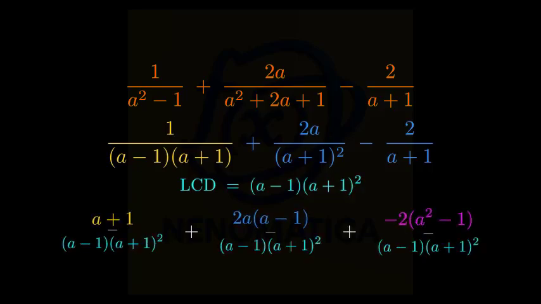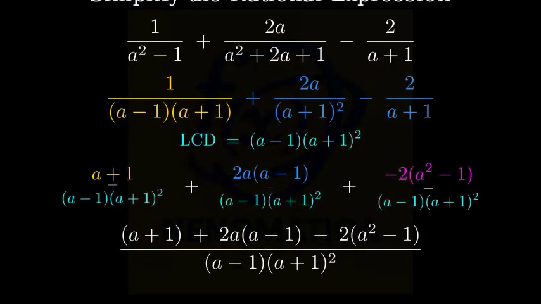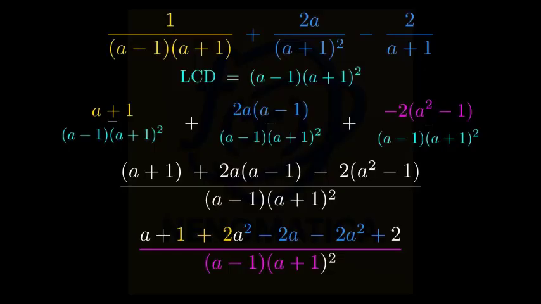We rewrite each term with this common denominator. Since they share the same denominator, we can combine them into a single fraction. The numerator will be (a plus 1) plus 2a times (a minus 1), minus 2 times (a squared minus 1). Now expand the numerator carefully. 2a times (a minus 1) becomes 2a squared minus 2a. Negative 2 times (a squared minus 1) becomes negative 2a squared plus 2.